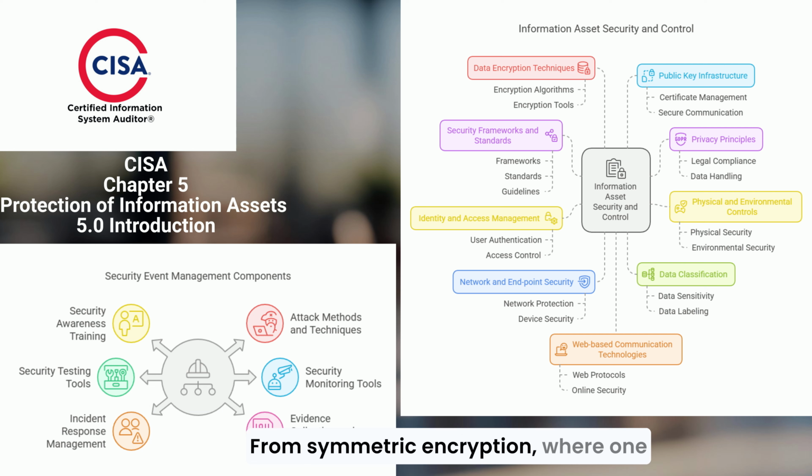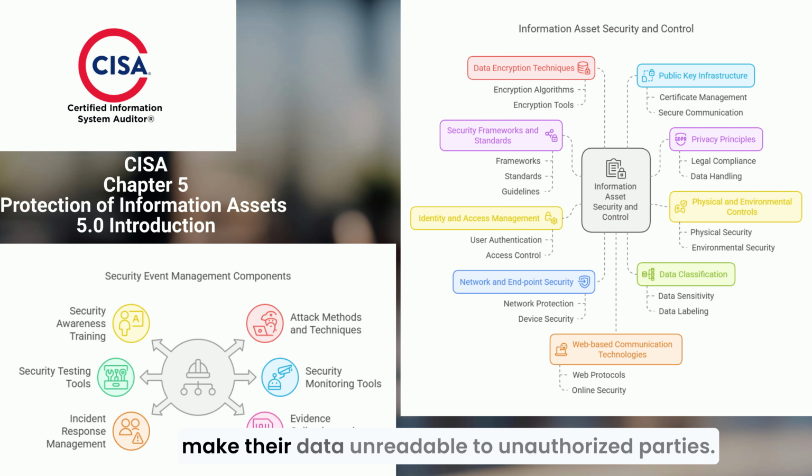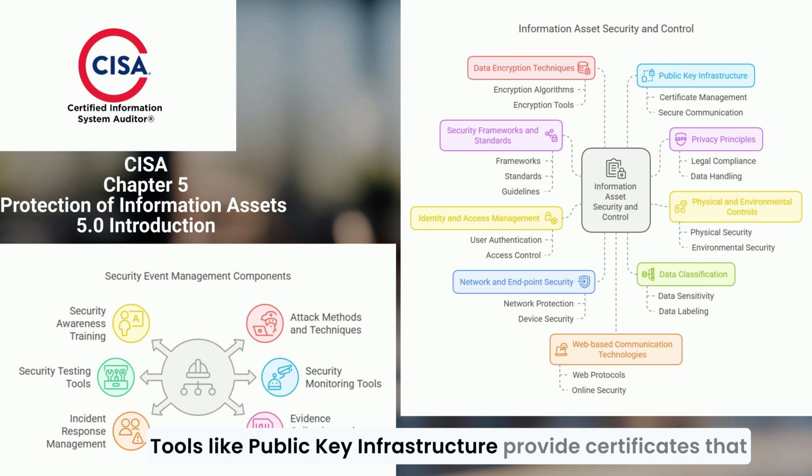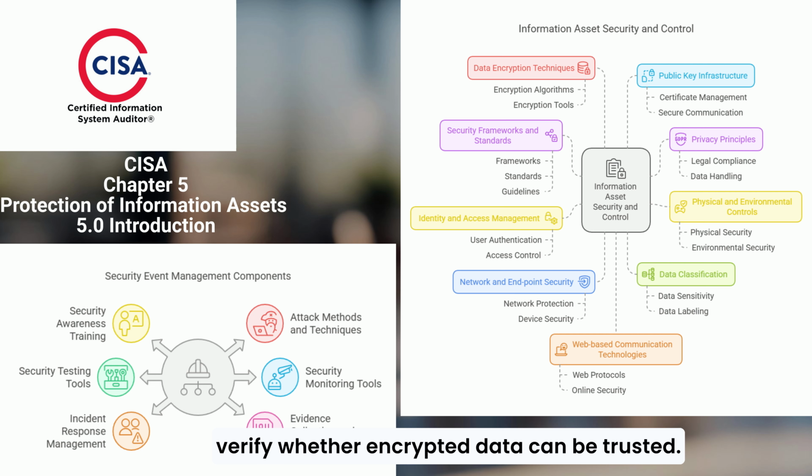From symmetric encryption, where one shared key handles both encryption and decryption, to asymmetric encryption, famous for its use of public-private key pairs, organizations use this technology to make their data unreadable to unauthorized parties. Tools like Public Key Infrastructure, PKI, provide certificates that verify whether encrypted data can be trusted.